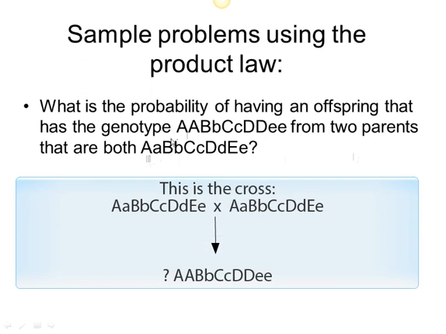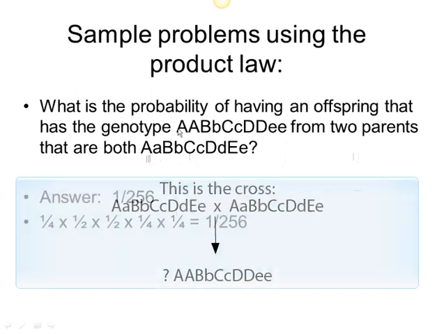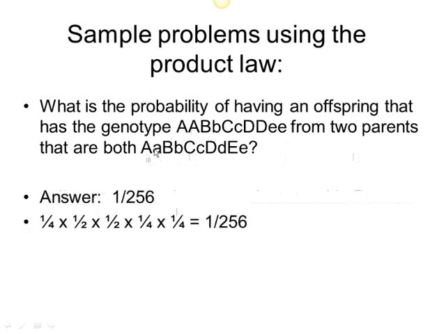Nobody wants to draw out this Punnett square, so we want to solve it mathematically. Well, the answer is you're going to take each item by itself. You're going to say, okay, the probability of getting a big A offspring from two parents that are both big A, little a is 1/4.